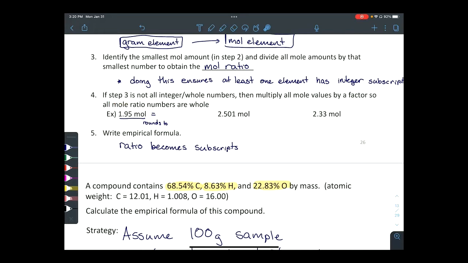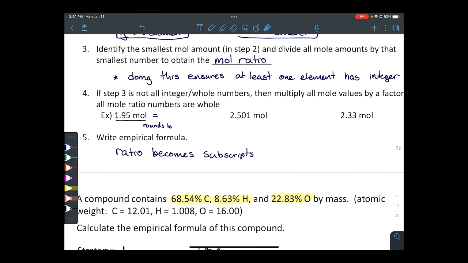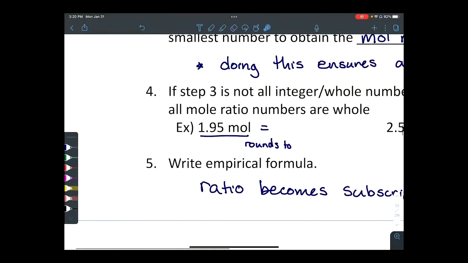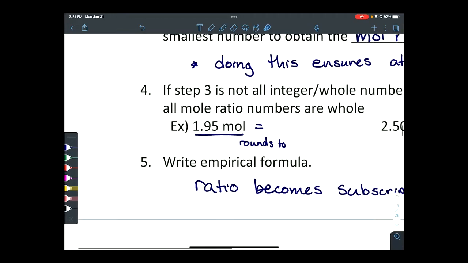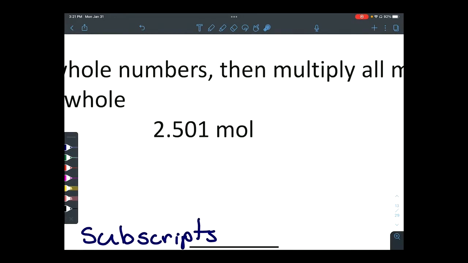If what you get out is more like a fraction, then we can't round. So for example, if the number you get from step 3 is really close to a whole number, like 1.95, you can round that to 2 when it's really close. Or if you get like 2.02, then that rounds to 2. But if you get a number like 2.501, someone might be like, oh, that rounds to 3, but it doesn't round to 3. 2.5 or 2.501 is very, very close to 2.5.